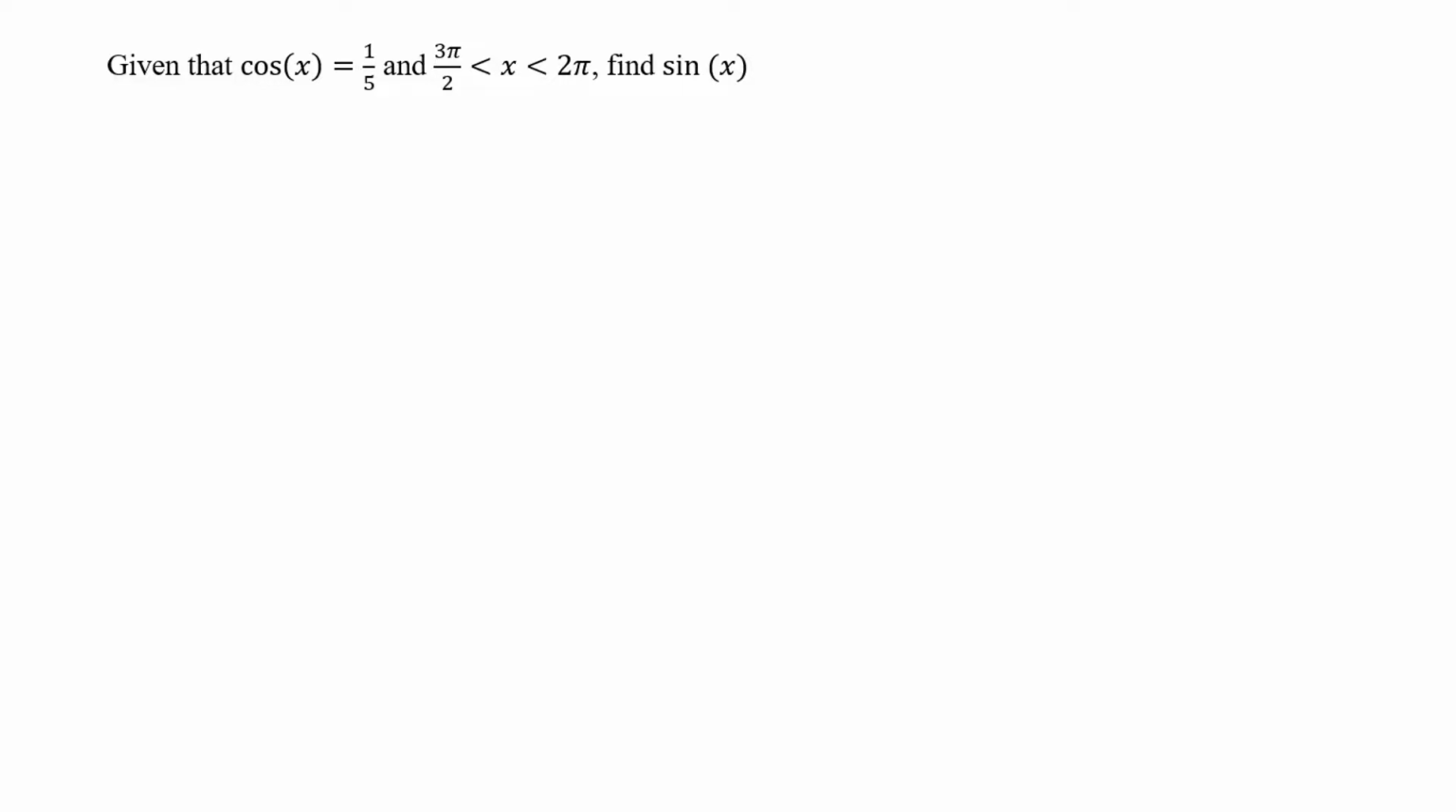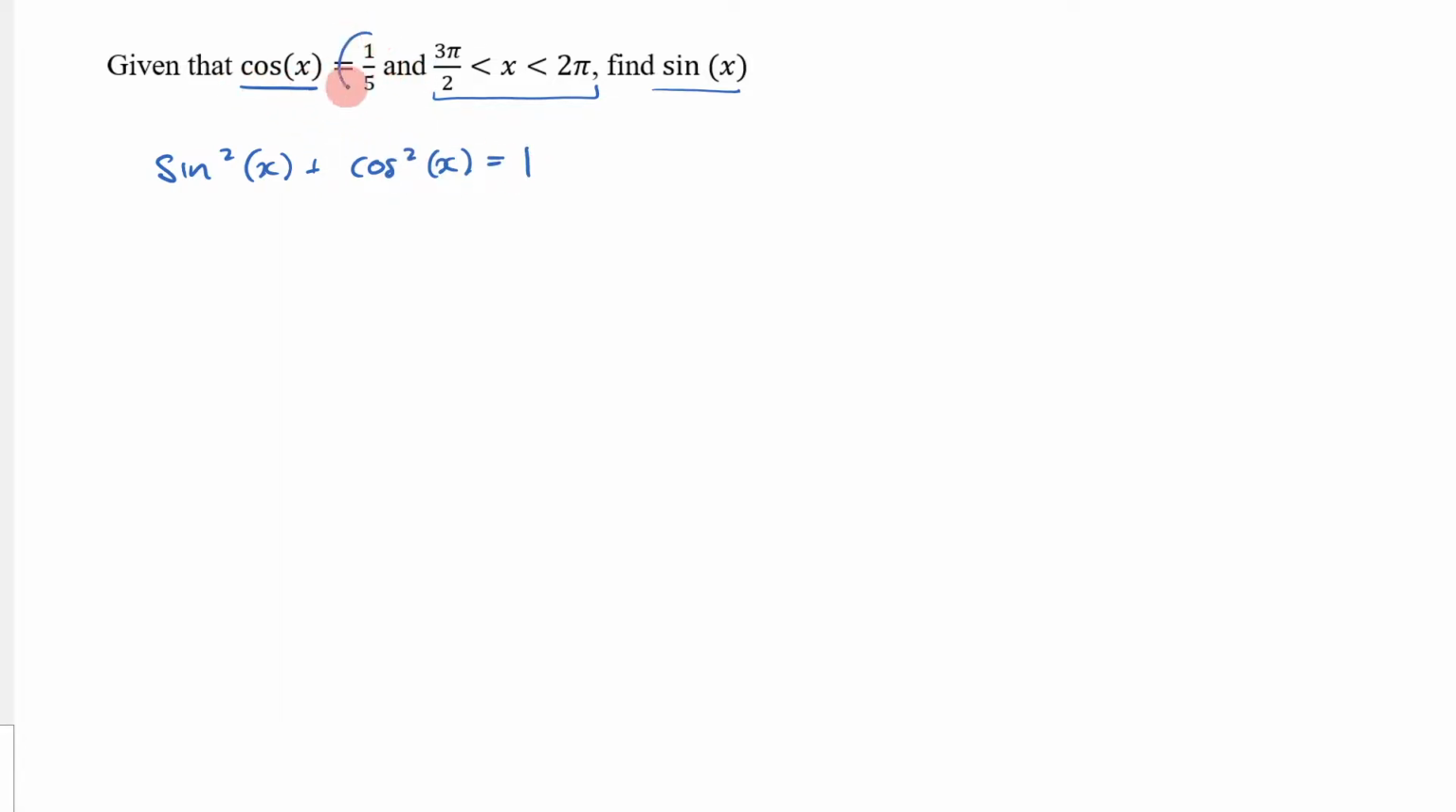We're going to answer this question before us. It says that given that cos of x is 1 on 5, and we've got this domain here, find sine of x. Now, the very first thing you need to recognize is that this is a Pythagorean identity question. So let's begin by writing down our Pythagorean identity.